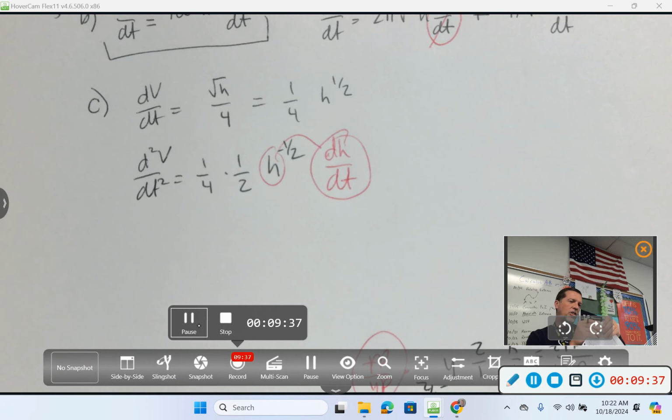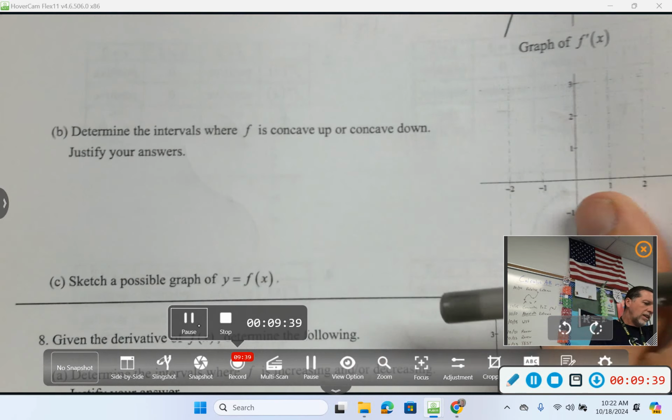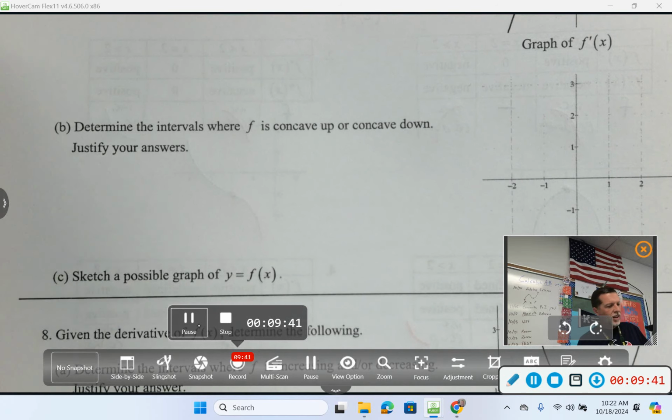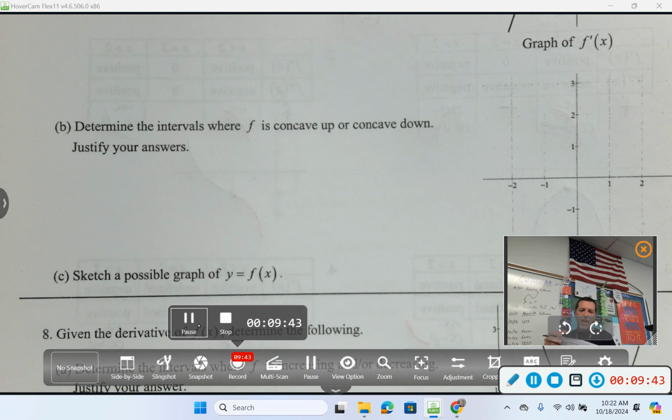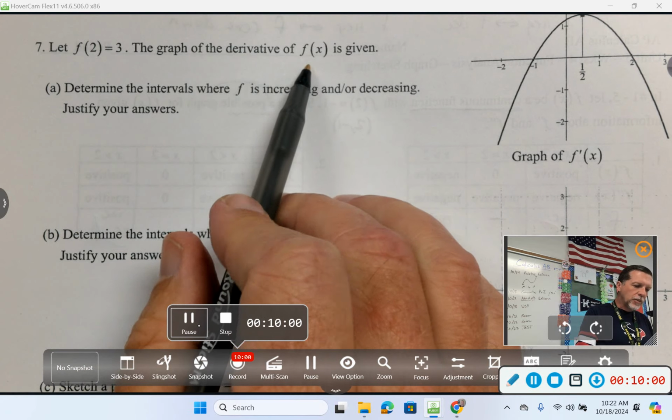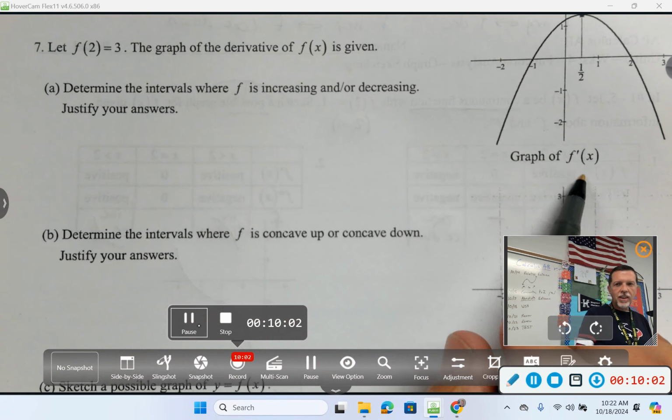Turn the page. This type of problem, number 7, is super common on the AP test, super common on the unit test in here. So we're going to slow down and look carefully at number 7. Let f of 2 equals 3. The graph of the derivative is given.